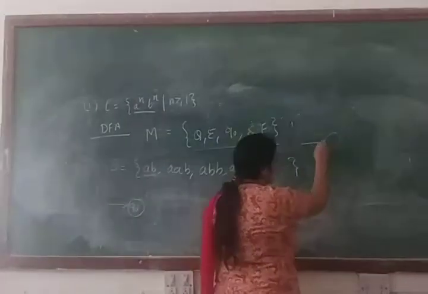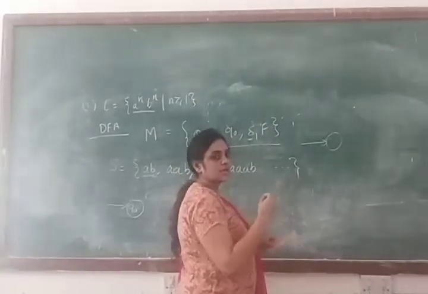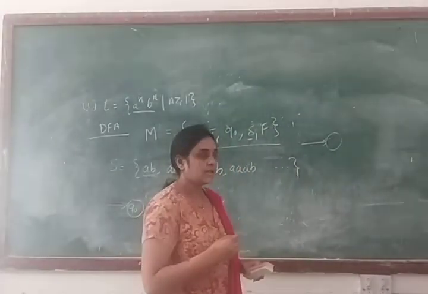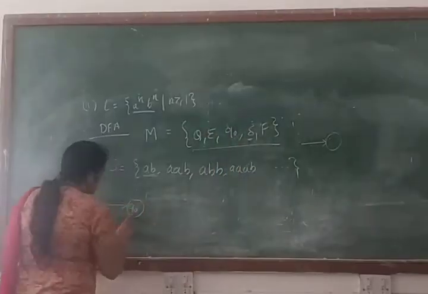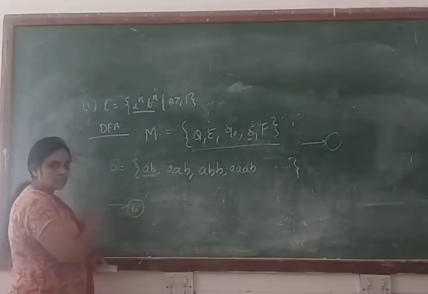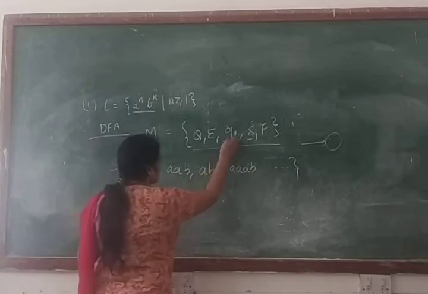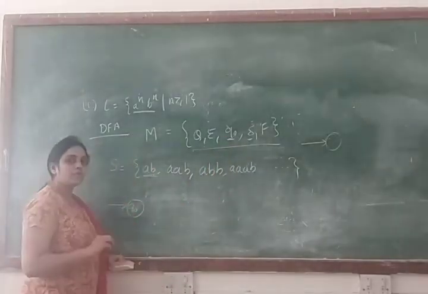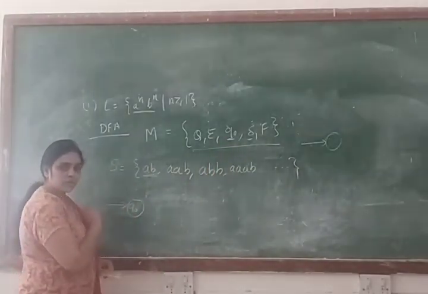When you are attaching an arrow to the circle, that means this structure represents the initial state. Here your initial state name is Q0. That's why we always put the initial state name as Q0, and that's why Q0 appears in the formal definition of DFA. So Q0 is your initial state.